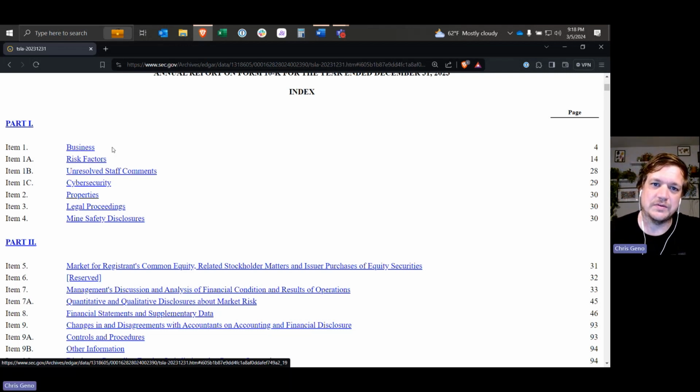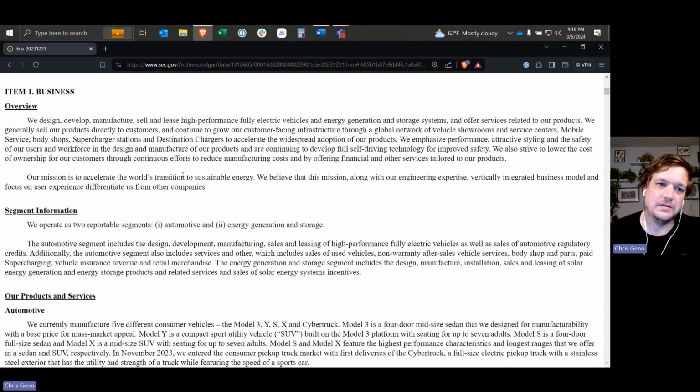In these 10Ks, most of them, if you're looking at the HTML version, you can click right through the link to go to those sections. And so it should jump right there. Tesla's is one of the ones that allows you to do that. And so we can go right to the business section.